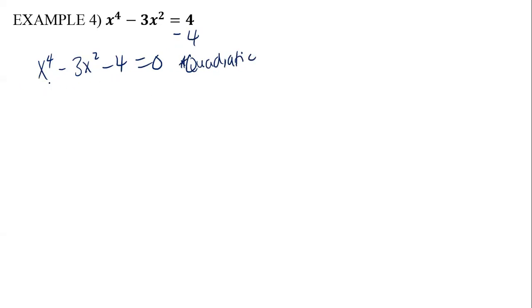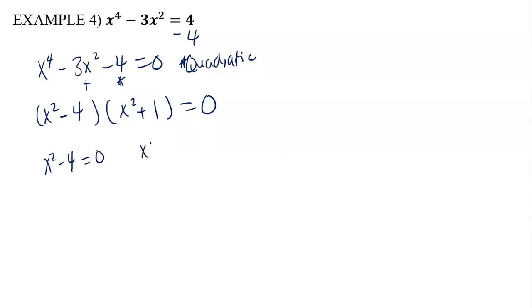So same thing, factoring wise, I'm going to ask myself what multiplies to give me -4, but adds to give me -3. The only difference, instead of it being just x, it's going to be x squared in my binomials. So it multiplies to give me -4, but adds to give me -3. That would be -4 and +1. Okay, so now I have my factors. So I'm going to take my factors and set them equal to 0. So x squared minus 4 equals 0, and we have x squared plus 1 equals 0.